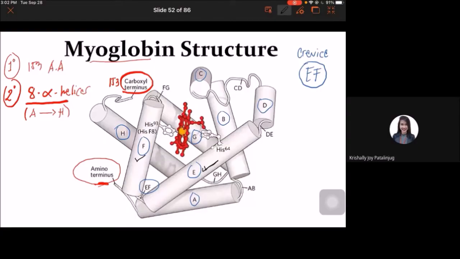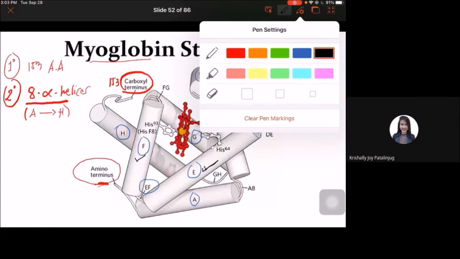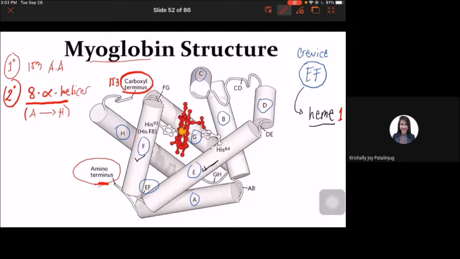And that is very important kasi sa crevice na yan, sa EF, kung saan in between EF, that is where the heme is being housed. Diyan namamahay yung heme. I repeat, diyan po namamahay yung heme. Ilan yung heme ng myoglobin? Isa. Isa lang po yung heme ng myoglobin. So as you can see here, I will encircle. That part is the heme. And what consists a heme? Ano yung structure na makikita doon? Yung kulay pula dyan, yan yung protoporphyrin ring.